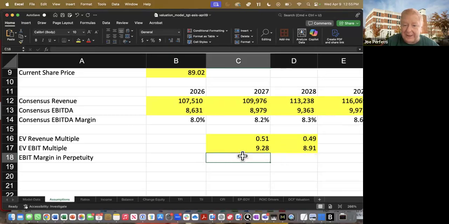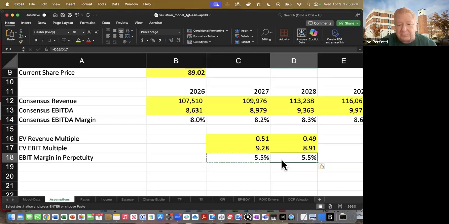Because if you take the EV to revenue and you divide by the EV to EBIT, the EBIT margin in perpetuity that works to generate those multiples is 5.5%. Now, sometimes because the second and third year could diverge a little bit, you might get a range. It might be like 5.5% in 27 and 5.8% in 28. They're giving you a range of where their EBIT margins could be.